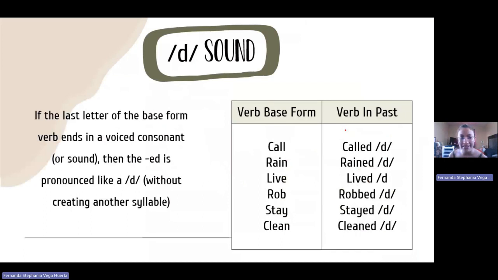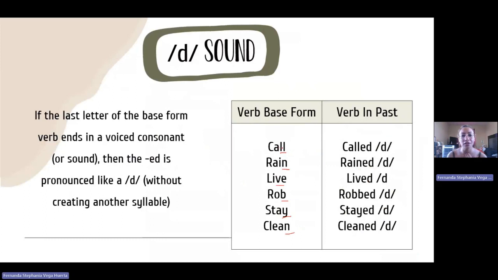Then we have the d sound, right? The d sound, if you touch your throat, is a voiced sound, right? Because you can feel it that it's kind of moving something in there. So if it moves, it means that your verbs are going to have that specific sound. But how do you notice? In these kinds of verbs, you have your base verb like call, rain, live, rub. The last letter, you notice in here, right? And if you try to pronounce that letter, it vibrates.